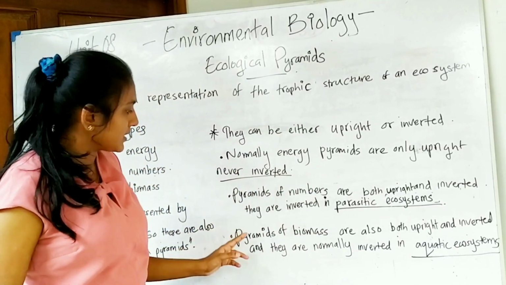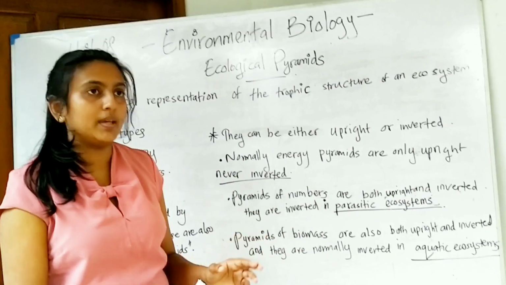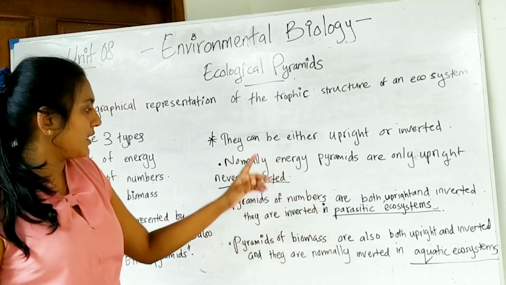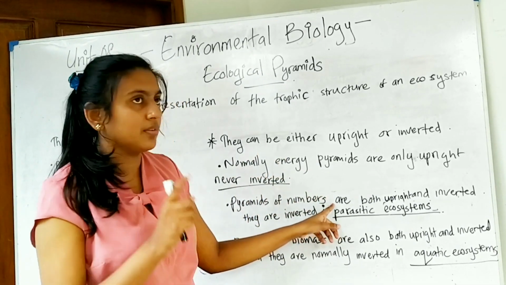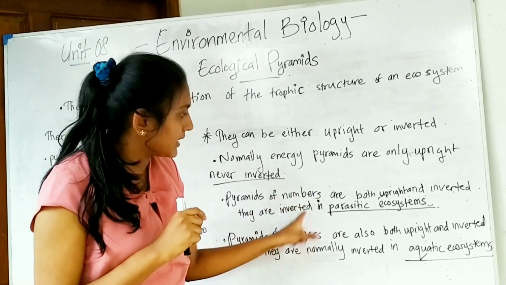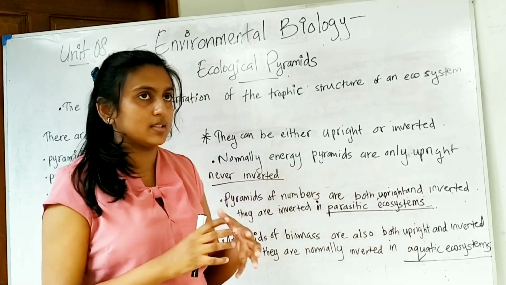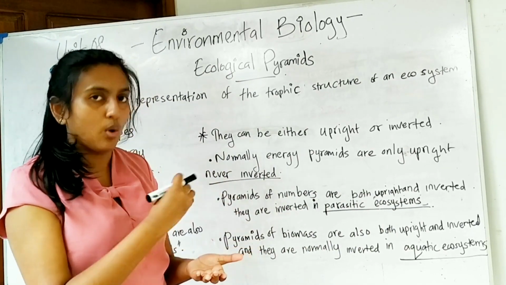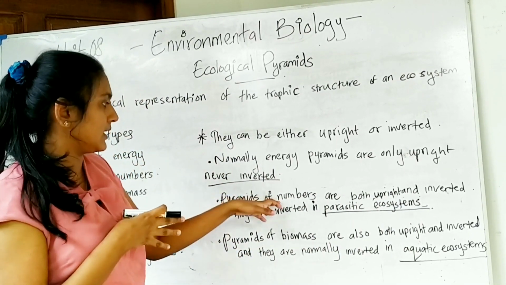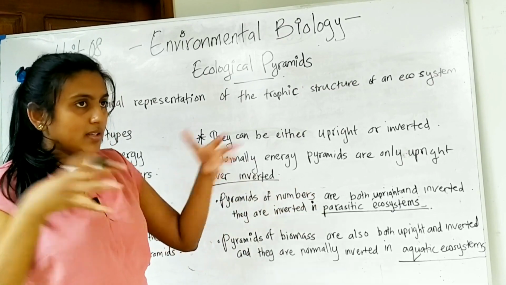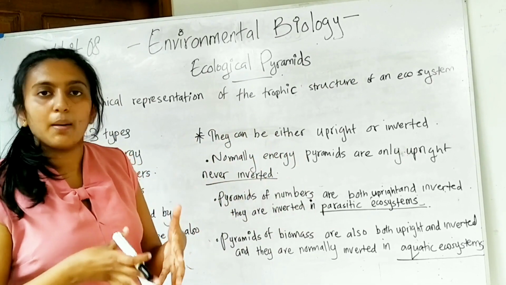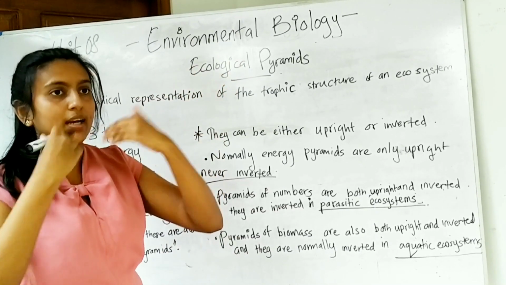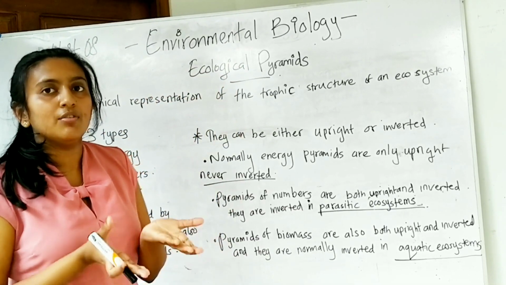When we consider pyramids of biomass, they can also be upright or inverted. Pyramids of numbers are normally inverted in parasitic ecosystems. As an example, if we look at a parasite biting a host, in terms of numbers, the number of parasites is definitely greater than the number of hosts. Therefore, the pyramid becomes inverted because the second level is higher in number than the first level.